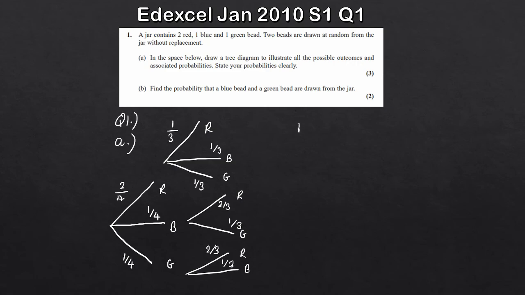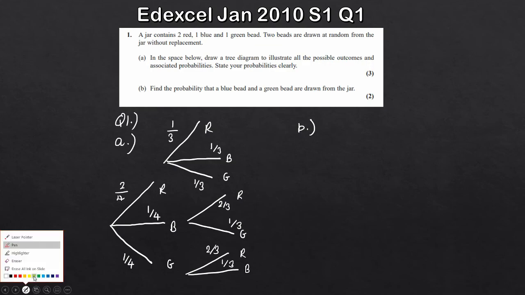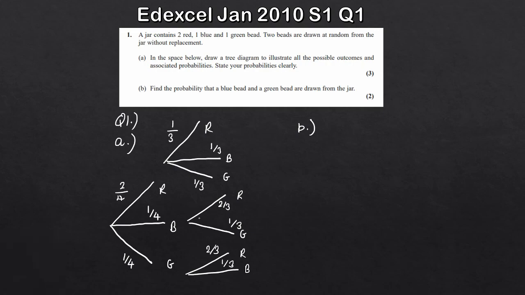And then for part B, we're just going to work out a probability from it. So we want to find the probability that a blue bead and a green bead are drawn from the jar. So there are 2 different ways you end up here. If you pick a blue one and a green one, let's change the colour so we can see it nice and clear. Let's do it in green. So if you pick a blue and a green, I can go across the blue and then down the green. So that's just going to be 1 over 4 times, because we're going across the branches, 1 over 3.